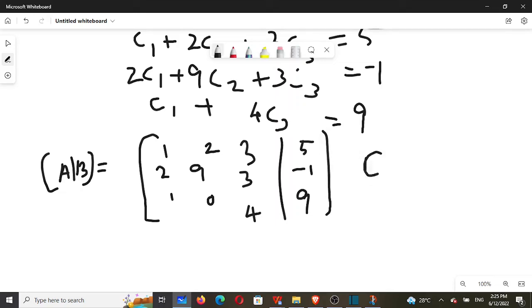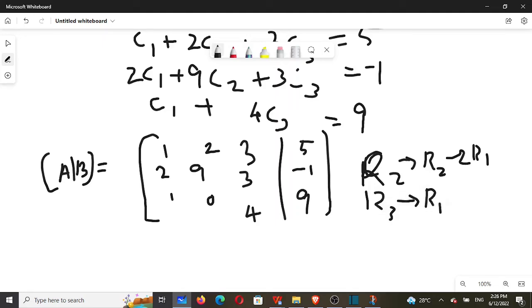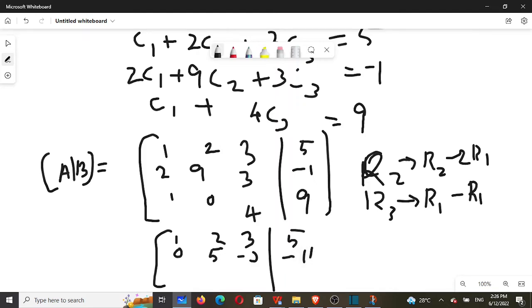To solve this matrix, R2 changes to R2 minus 2 R1 and R3 changes to R3 minus R1. So this becomes 1 2 3 5; 0, 9 minus 2 into 2 is 4, 9 minus 4 is equal to 5; 3 minus 2 into 3, 3 minus 6 equal to minus 3; minus 1 minus 2 into 5, minus 1 minus 10 is minus 11. Then 0; 0 minus 2 is minus 2; 4 minus 3 is 1; 9 minus 5 is 4.